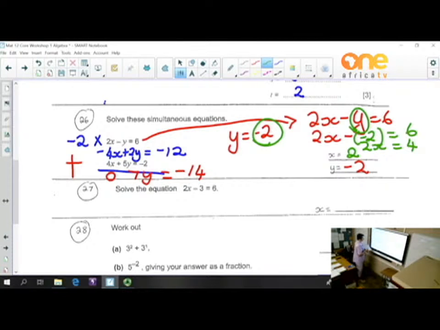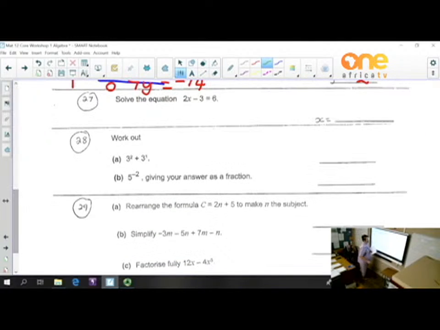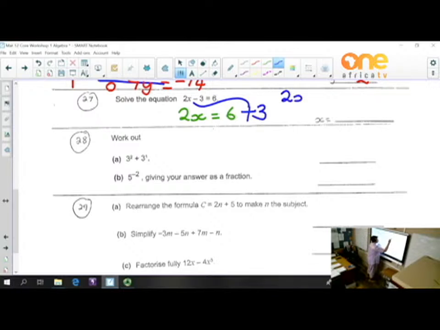Okay. Question 27. Solve the equation. Very easy one here. 2x is equal to 6. What do we do if we take it over? We change the sign. You change the sign. So now you have that 2x is equal to 9. I divide with the coefficient, and x is equal to 4.5. x is equal to 4.5.